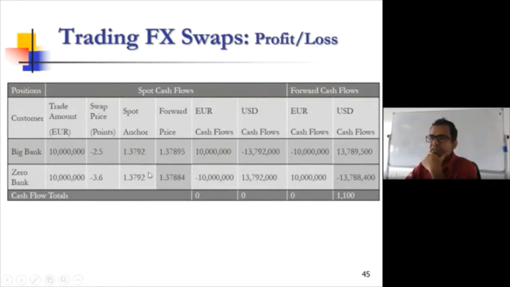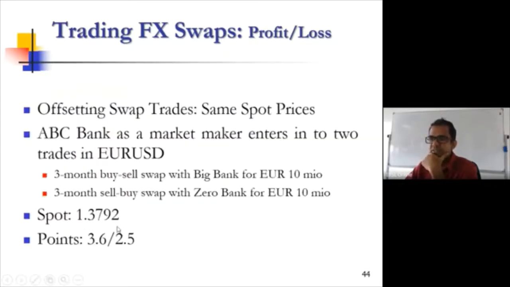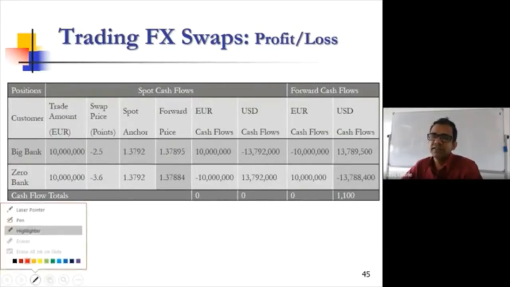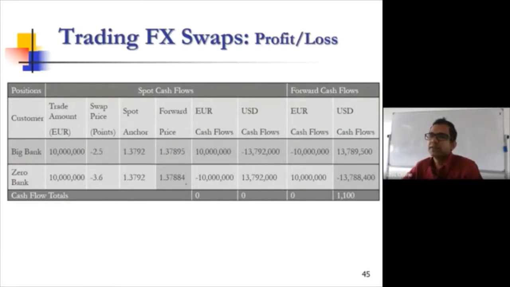Then the spot rate is given 1.3792, and we assume for both trades the same spot rate is applicable. So the spot anchor, that means what is the spot rate applicable, is the same 1.3792. Then what's the applicable forward rate? How do you calculate this? How do you get this?